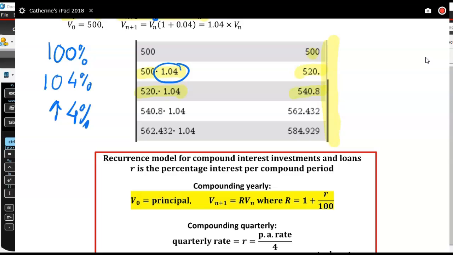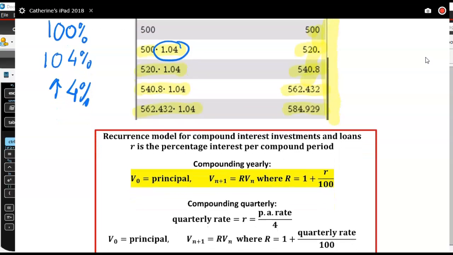So I get $540.80. You can see that first year it's gone up by $20. The second year it's gone up by $20.80. Year 3, that calculation, we use $540.80 times by 1.04, and we get $562.43 to the nearest cent. You can see it's gone up there by $22.43. So that compound interest is a very powerful thing.